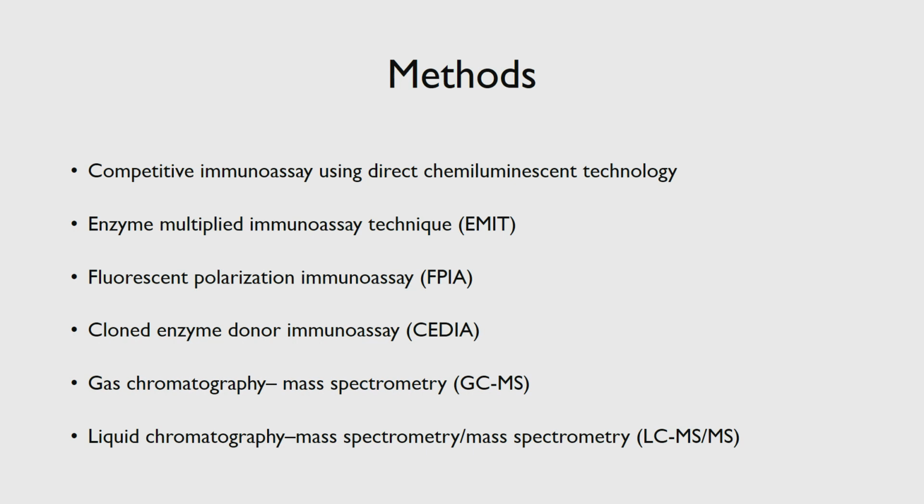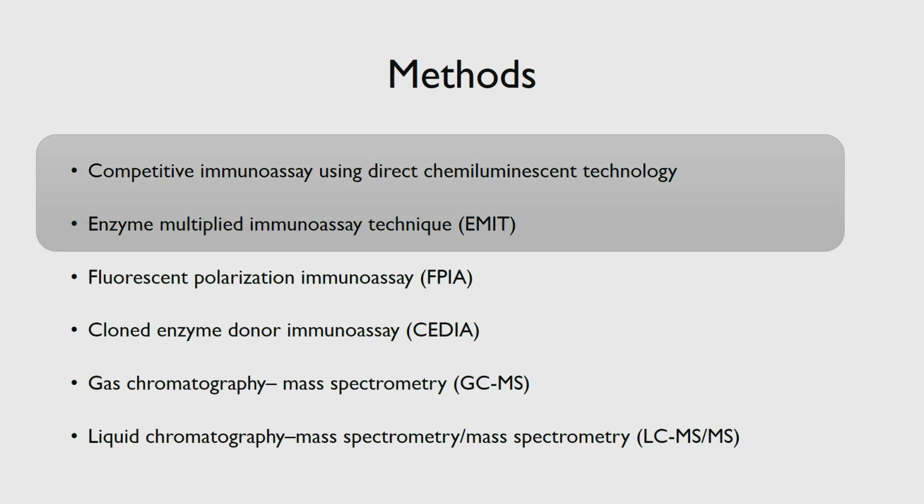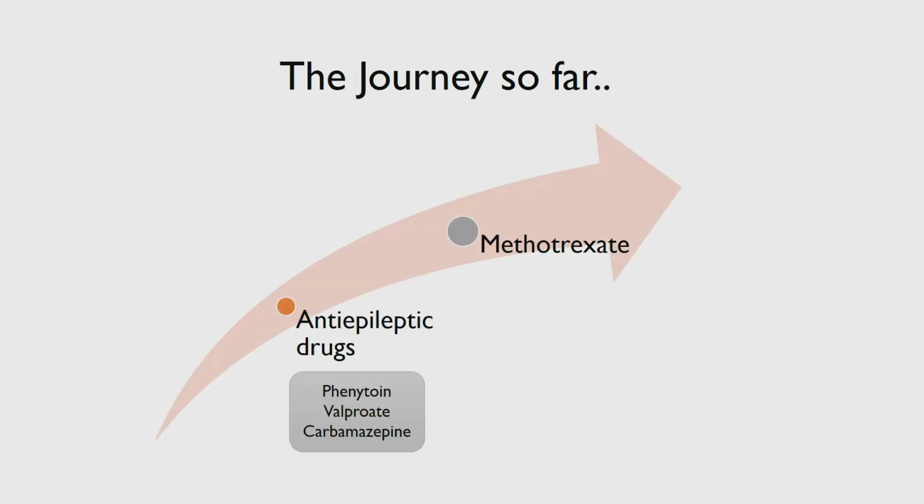There are different methods for estimating drug levels in blood, but what we are currently practicing in our lab involves two methods. One is competitive immunoassay using direct chemiluminescent technology, and the second is the enzyme multiplied immunoassay technique. These are the two techniques that we are employing in our laboratory to estimate the drug levels. We started the journey of TDM with the anti-epileptic drugs, which include phenytoin, valproate, and carbamazepine. Subsequently, we have started with methotrexate estimation in patient samples.